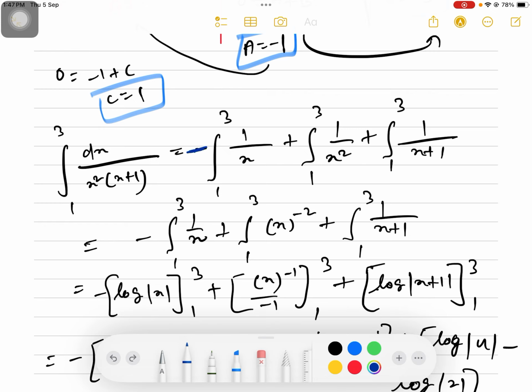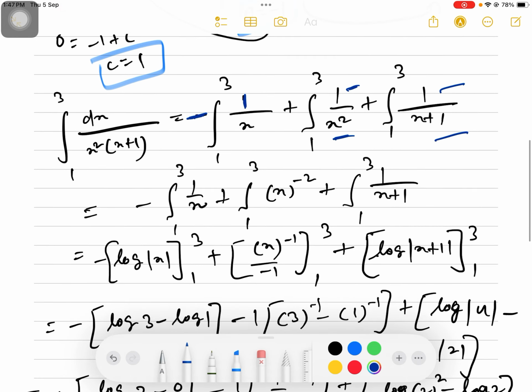So a value I got is minus 1. So minus, I took it out, and 1 I wrote here. So it is 1 by x plus, then I wrote b by x square. The b value we got is 1, so I wrote 1 by x square only. Then I wrote c by x plus 1. The c value is again 1 only, so 1 by x plus 1. This is our first step for integration.